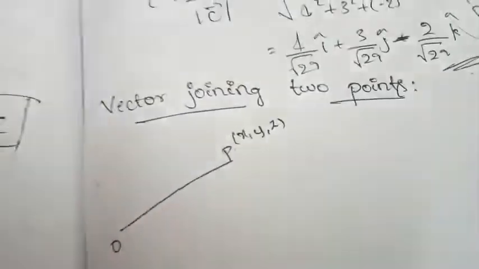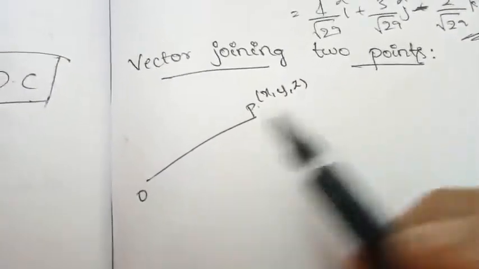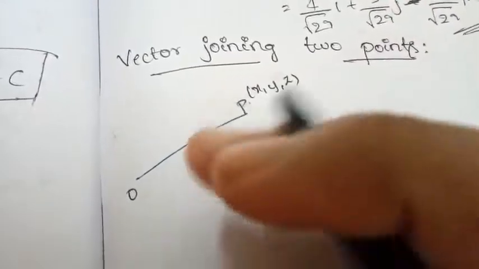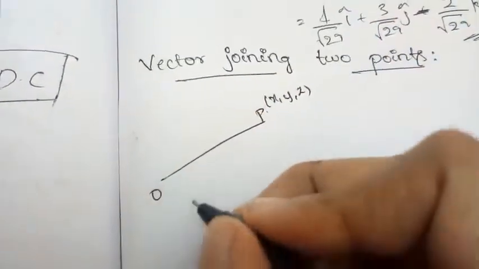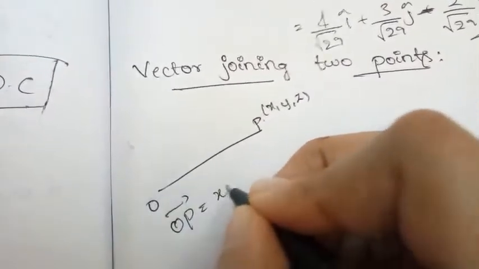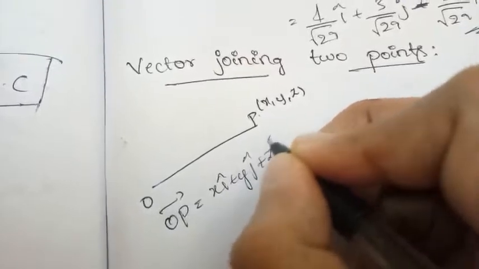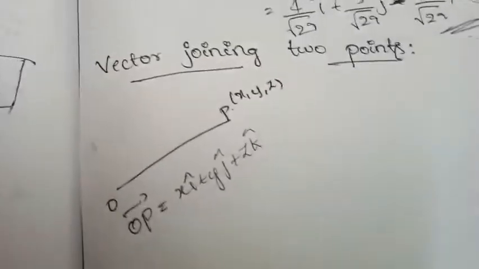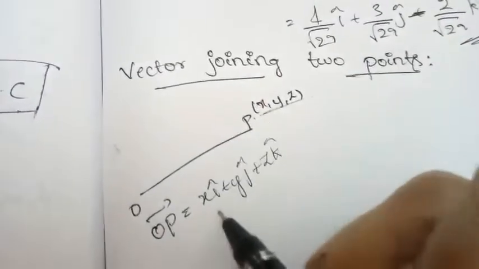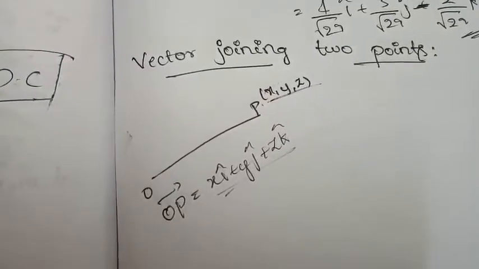So next is the vector joining 2 points. Till now we have come across vectors passing through the origin, which are nothing but position vectors. How are we going to represent those position vectors? Vector OP is equal to xi cap plus yj cap plus zk cap. It is nothing but the coordinates of that point, and with those components we represent the position vector.